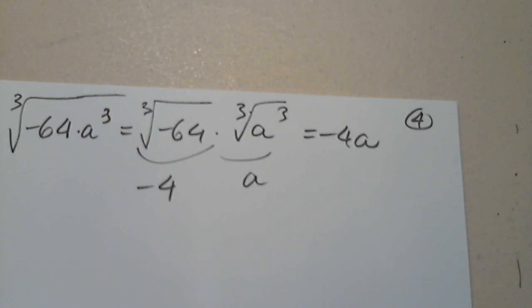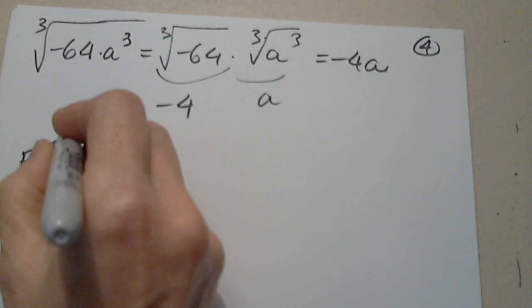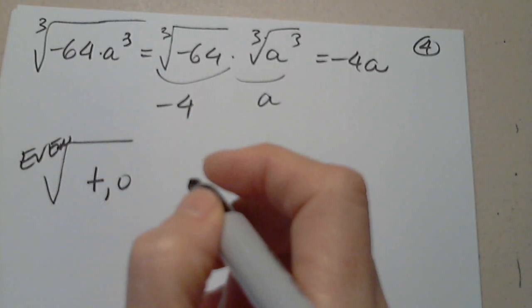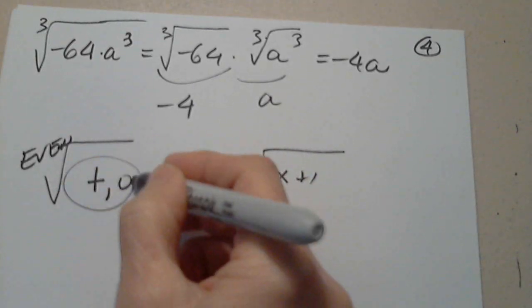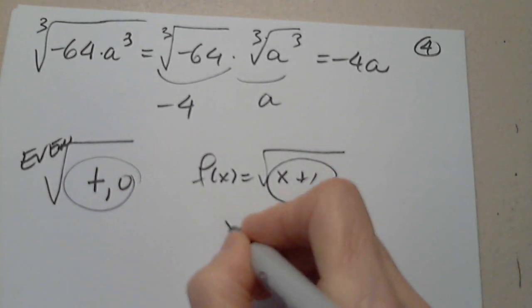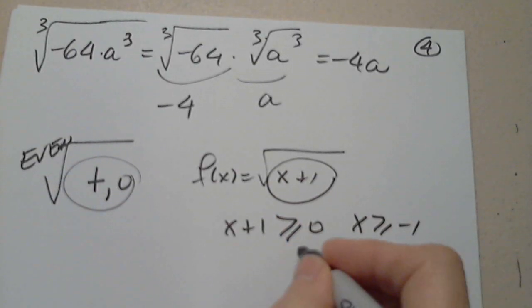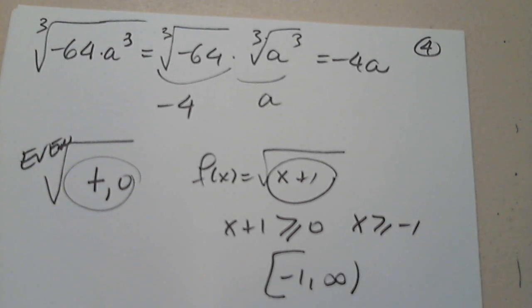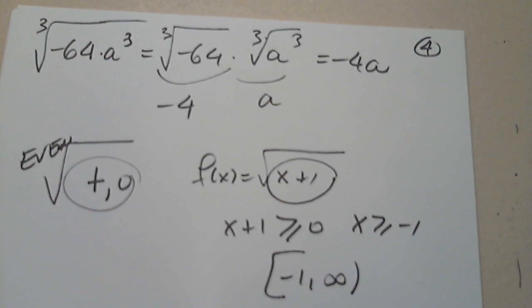20. Find the domain. We have always to remember that any even index requires positive or 0. So then f of x, which is the square root of x plus 1, this quantity now, must be greater than or equal to 0, which means this. And the domain is negative 1 to infinity. That's it.